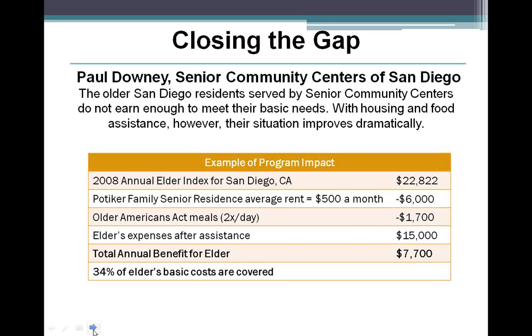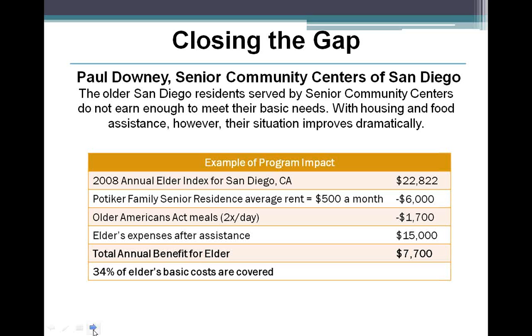But with the housing and food assistance that Senior Community Centers is able to provide, they are able to improve their situation. And so Paul has been able to use the elder index as a way to benchmark progress towards economic security for those older San Diego residents who are part of their Potiker family senior residence.